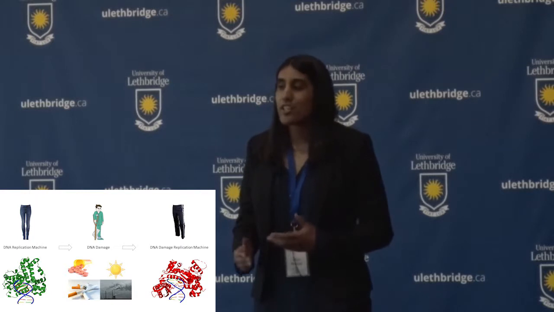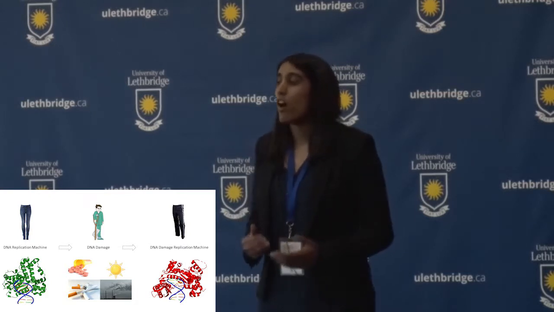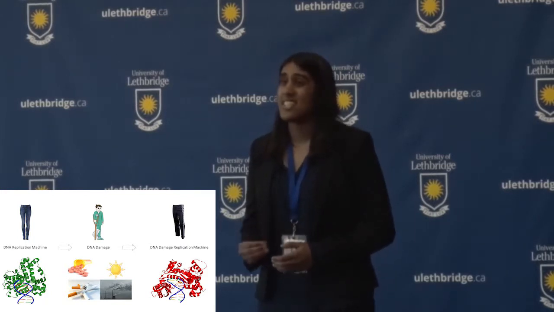Similarly, in our bodies, we have DNA damage replication machines, and these are more flexible than our standard DNA replication machine. These machines can bypass our broken leg or our damaged DNA in order to continue replication. However, because of the flexibility of these machines, it may copy our genetic information incorrectly, and if it does that, it can change our genetic makeup, which can lead to diseases such as cancer.